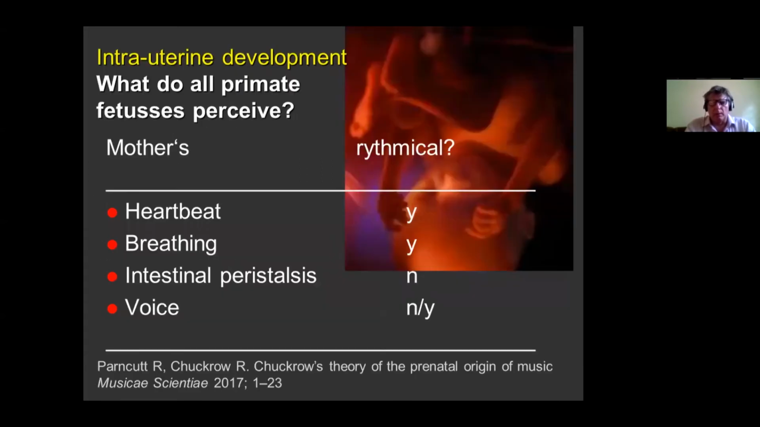So with this right, we look also into what happens inside the uterus before we are born. And Richard Pankotti has shown since a long time that human and primate fetuses can perceive a lot of stimuli inside the uterus, inside the womb. And I have put here which are the rhythmical ones and which are not the rhythmical ones. The heartbeat, the breathing of the mother are clearly rhythmical. The intestinal peristalsis is not, and the voice may or maybe not be rhythmical.